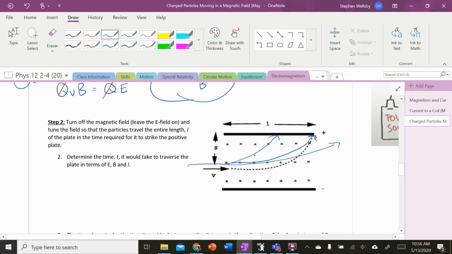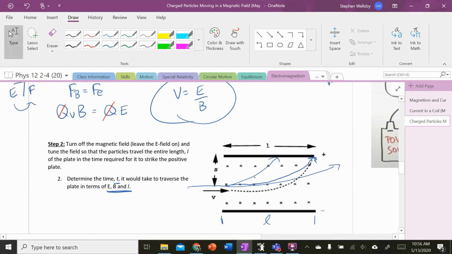So what I want you to figure out is the time it would take for it to traverse this plate. So to go this distance L, how long is that going to take? When you give your answer for t, it should just have these 3 variables in it. So pause it again. Remember, you're using the previous formulas for all these different steps. Pause this again and try and find out that formula here.